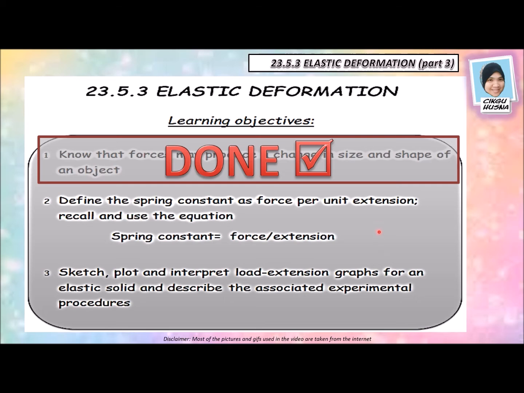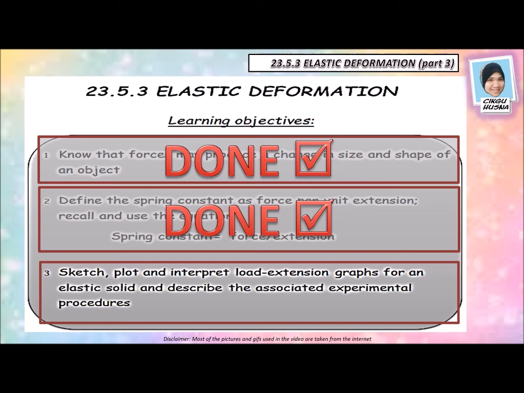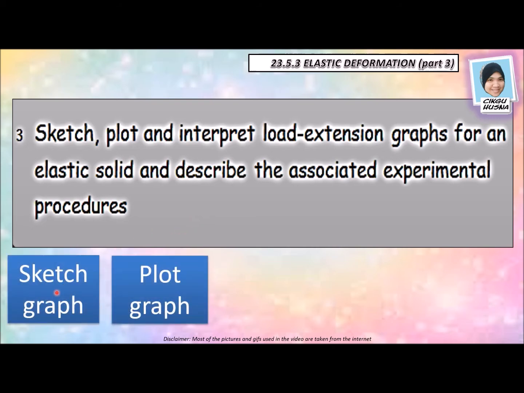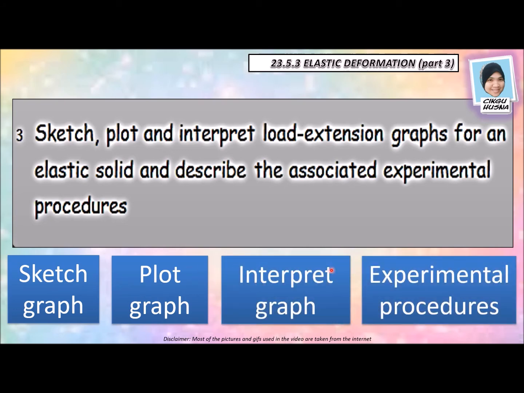So we have already finished the second part of the learning objective. So we are going to go to the third learning objective. For the third learning objective, students should be able to sketch, plot, and interpret load extension graphs for an elastic solid and describe the associated experimental procedures. So for this learning objective, you will learn how to sketch a graph, how to plot the graph, how to interpret the graph, and also the experimental procedure to get the graph.